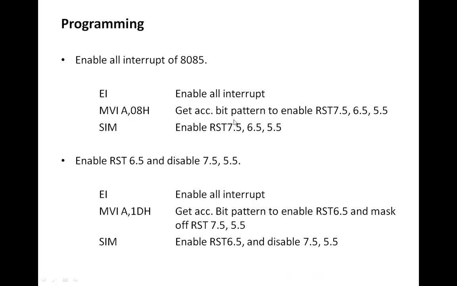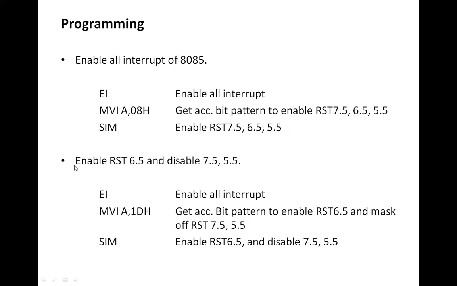MVI A, 08, to get the accumulator bit pattern to enable RST 7.5, 6.5, and 5.5. So by loading 08 into the accumulator, we are getting the enabling process of RST 7.5, 6.5, and 5.5. And it is not only by loading that these interrupt lines are going to be enabled. It is the instruction SIM, that is set interrupt mask. Whenever it is executed, only then is it going to enable RST 5.5, 6.5, and 7.5.